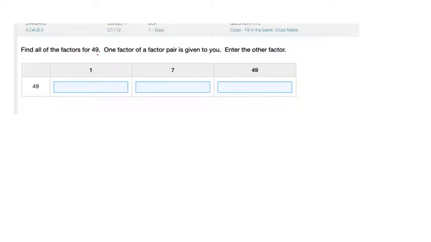Find all the factors for 49. One factor of a factor pair is given to you. Enter the other factor. So they want the factor that goes with 1 to make 49. So that's 49. 1 times 49 is 49. What number goes with 7 to make 49? It's another 7 because it's 7 times 7. And then what number multiplies with 49 to make 49? It's 1. So if we wanted to list the factors of 49, it would just be 1, 7, and 49. So only numbers that go evenly into 49.